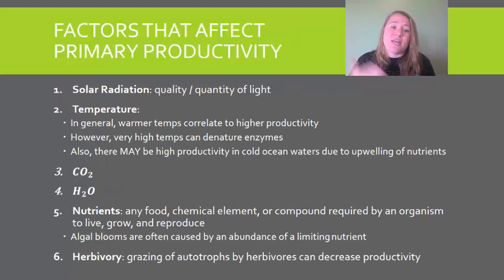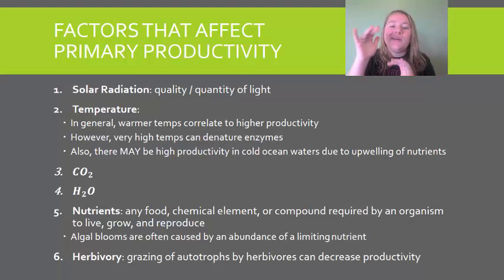But there are many factors that affect primary productivity, and these are factors that affect the rate of photosynthesis. These are things like the amount of solar radiation. So how bright, how dark is that particular location? Things like temperature. Is it really hot? Is it really cold? Well, if you're at any extreme for solar radiation or temperature, probably not going to have a whole heck of a lot of photosynthesis going on.